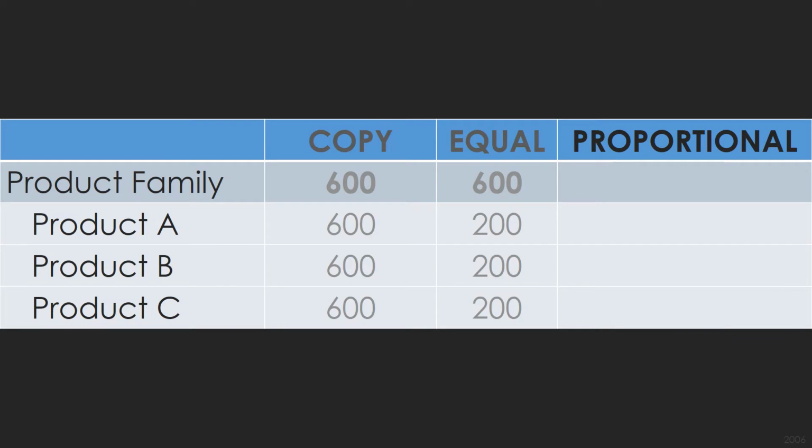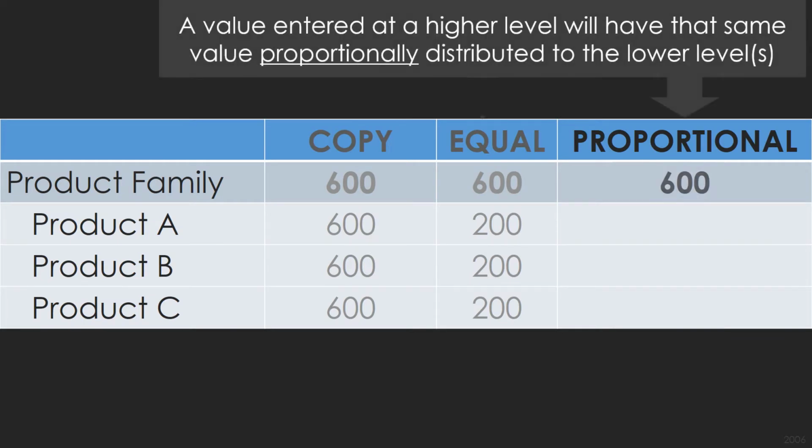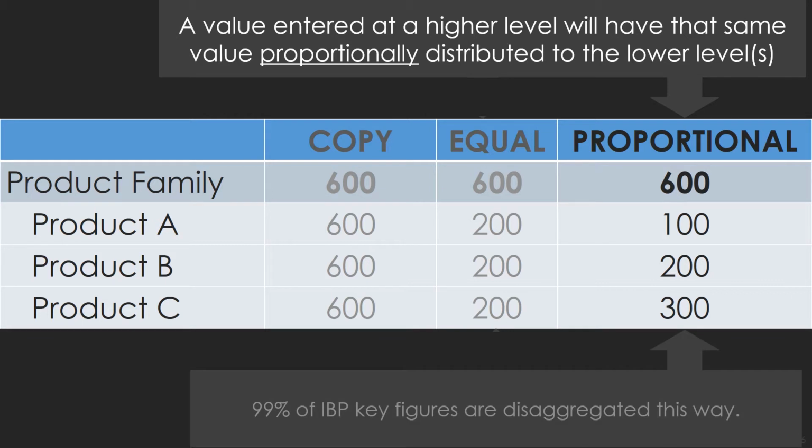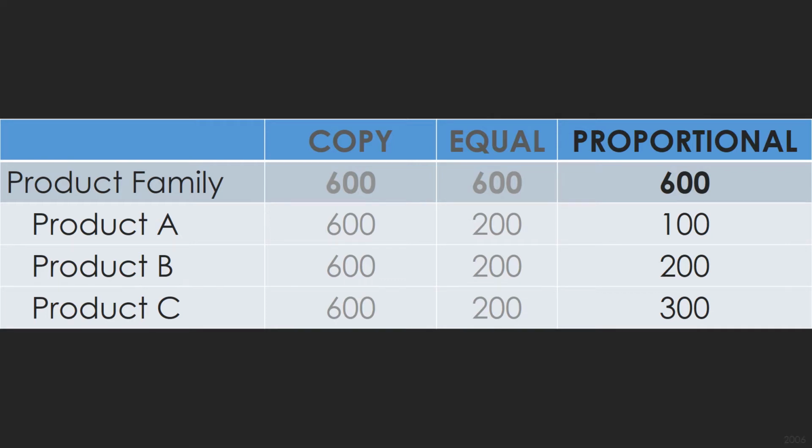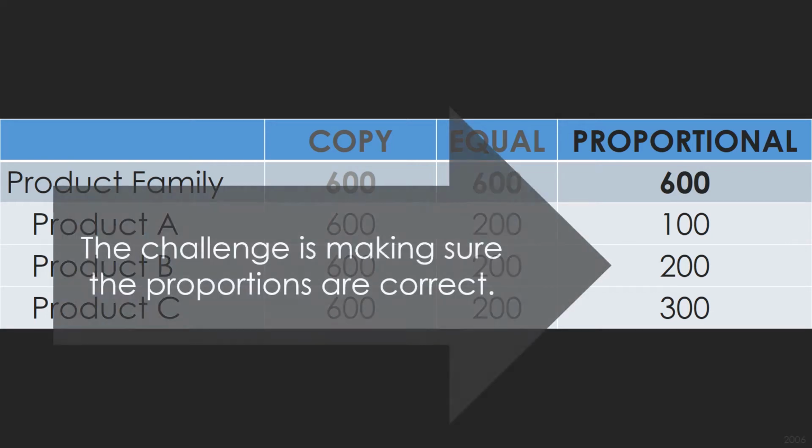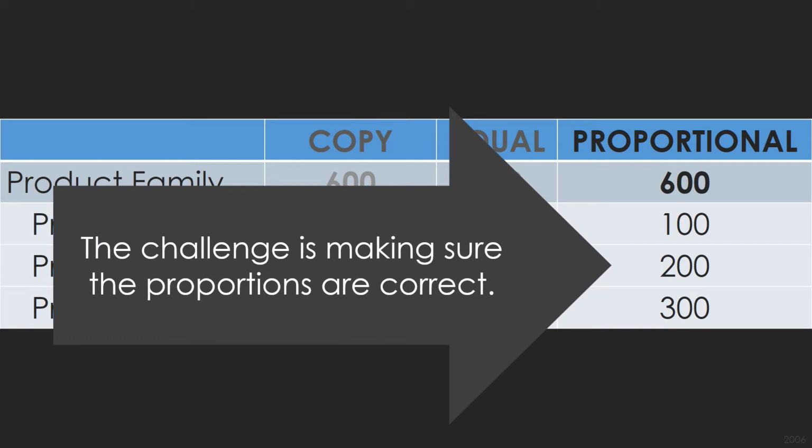Proportional. A value entered at a higher level will have that same value proportionally distributed to the lowest level. 99% of IBP key figures are disaggregated this way. The challenge is making sure the proportions are correct.